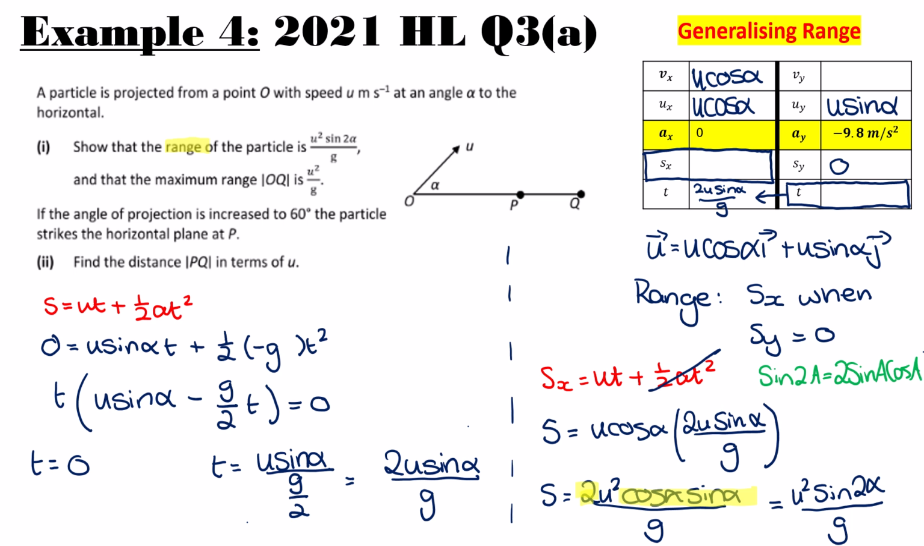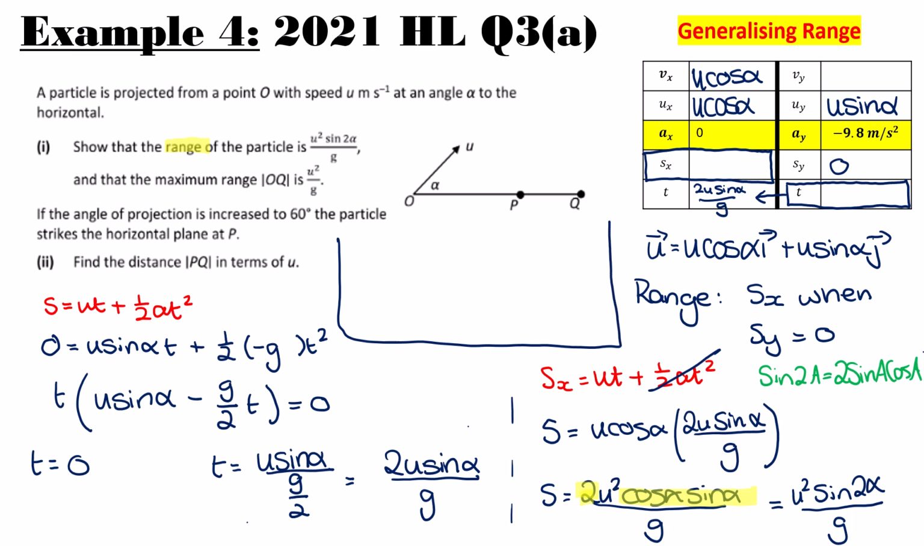That range is true for any projectile on a horizontal. We just have to fill in the relevant u and the relevant alpha. Now, I wouldn't suggest learning that off, either the longer one or the shortened version. But it is good to practice some of these, so if it did come up, you're very confident with it.